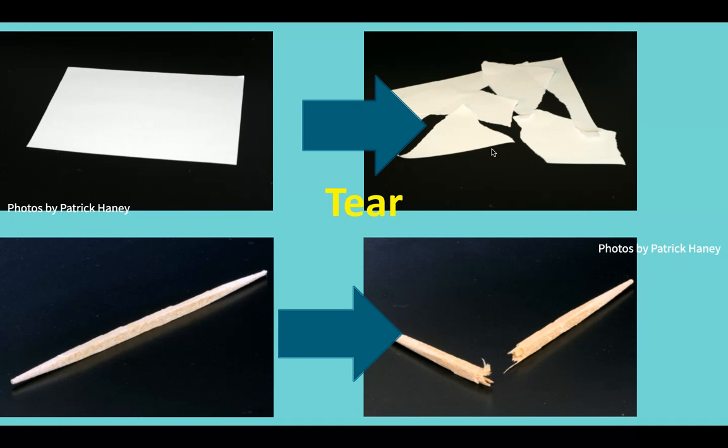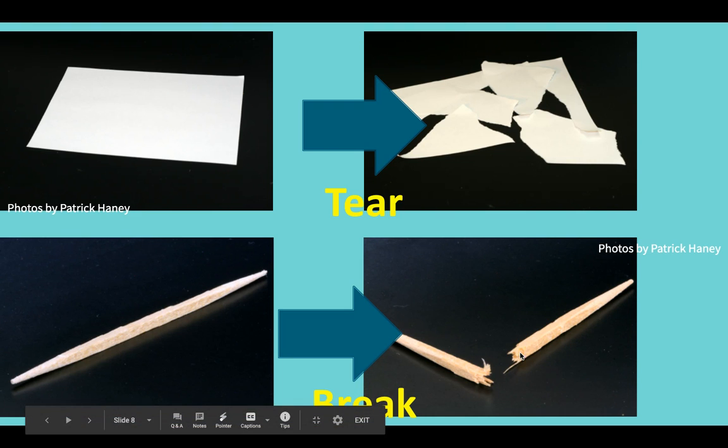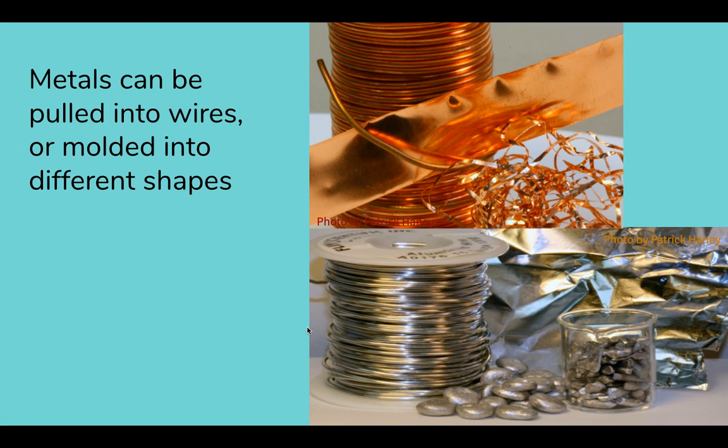Next, with a toothpick, we took it and we broke it in half. It's still a toothpick. We altered the shape. We actually made two out of one, but this is still a toothpick.